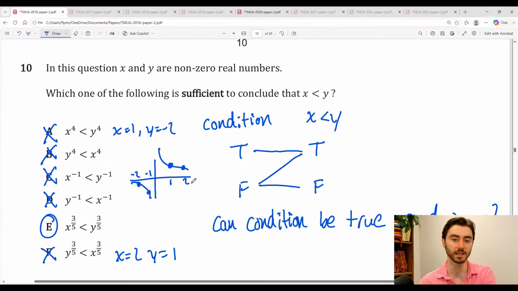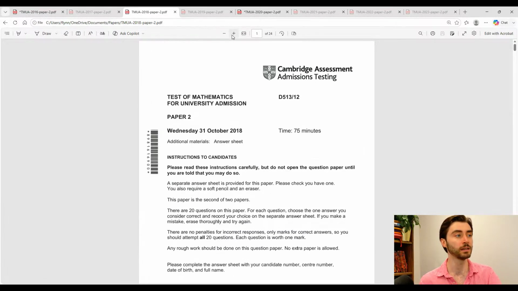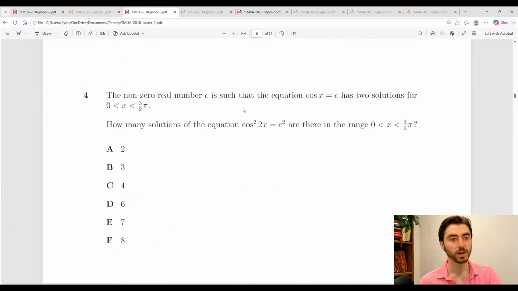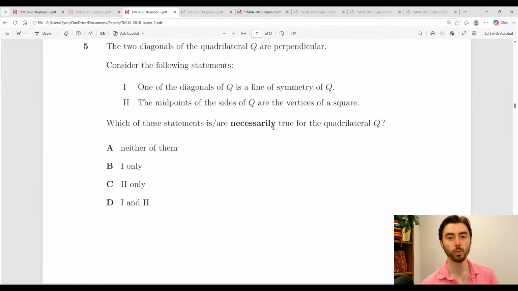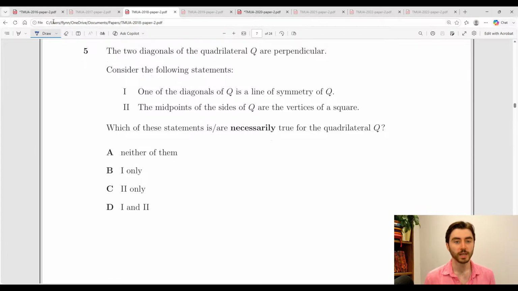That's how we can use this idea of mapping to understand the win condition to make our lives easier. So if I hop over now into 2018, spoilers for 2018 if you don't want that, let me show you how we use it in question 5. Again, these are going to be the warm-ups, and then we're going to get into the main event. So here, the 2 diagonals of the quadrilateral are perpendicular. Which of the following statements is necessarily true?